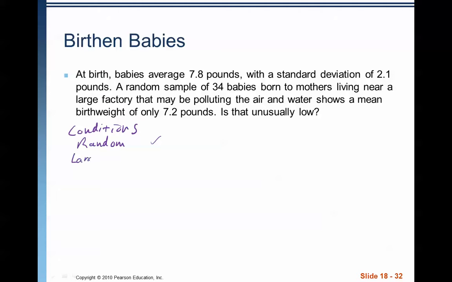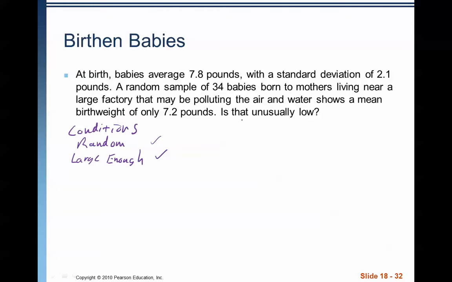And then, is this large enough? 34 is getting to be about medium range, so it's probably large enough. We would also expect birth weights to be fairly normal, so this one is definitely checked as well. Again, I'm saving time by not writing this. You should never ever do this. Do as I say, not as I do. I'm trying to save time for you here.